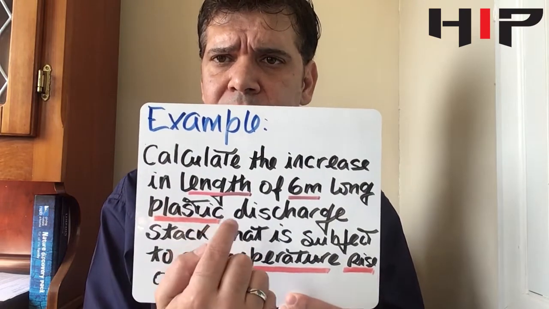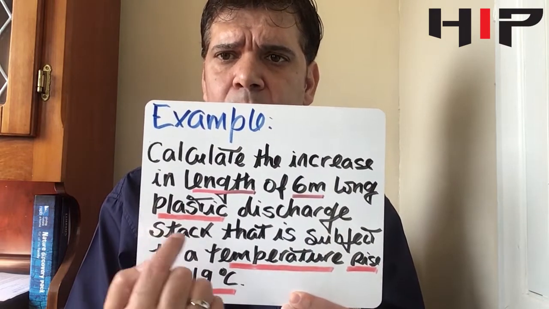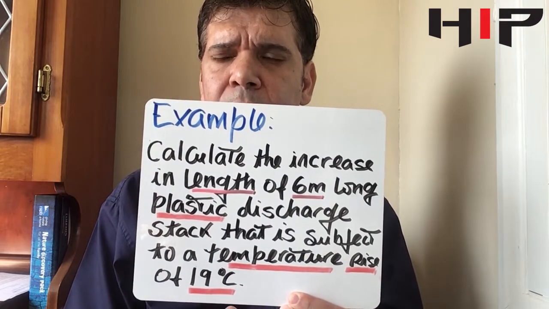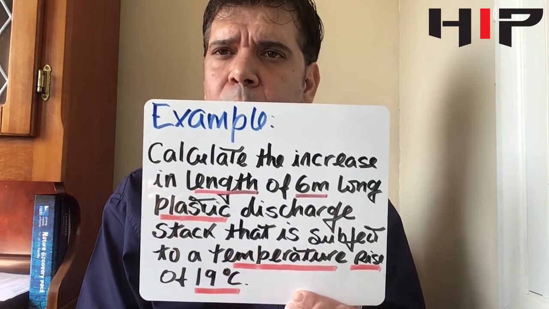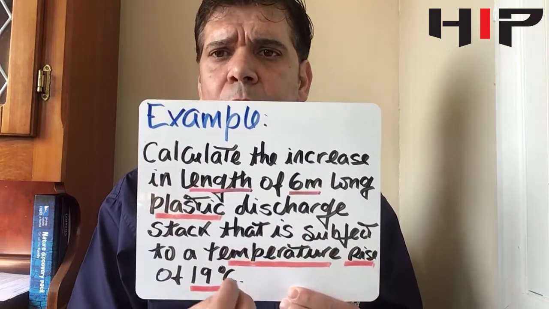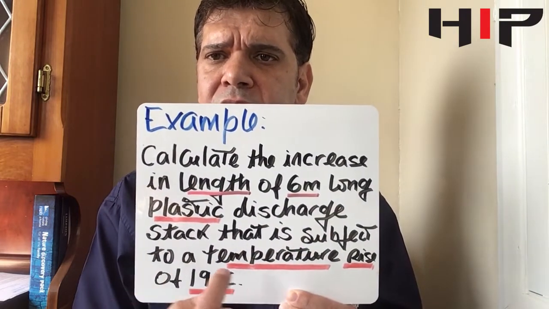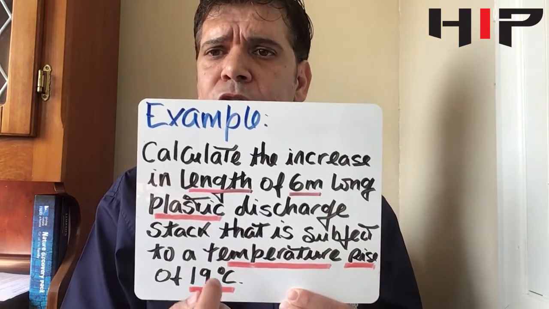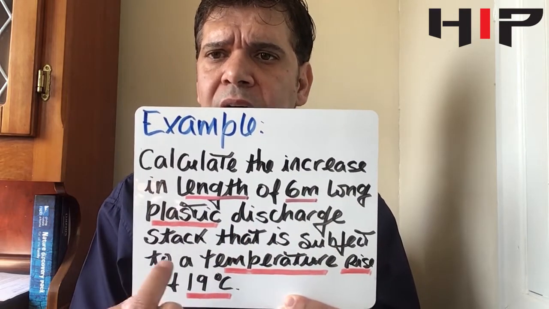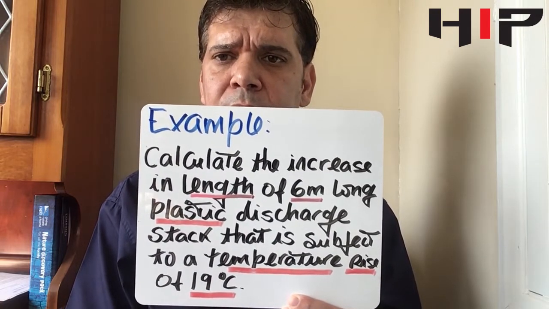So you need the length, which is 6 meters. You need plastic, so plastic is our material. You need the temperature rise, which is 19 degrees. Now, this is a good technique when you are learning before your exams, or if you're working through your worksheets. Just underline the key areas, which helps you to understand the question properly. So we have the length, 6 meters, we have the plastic, we have the temperature rise, and we've got our value.